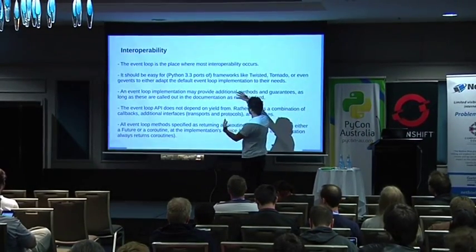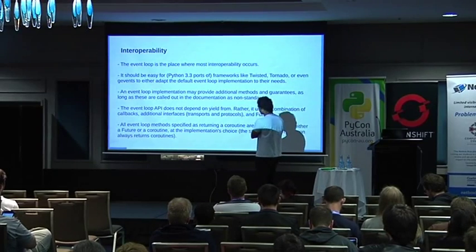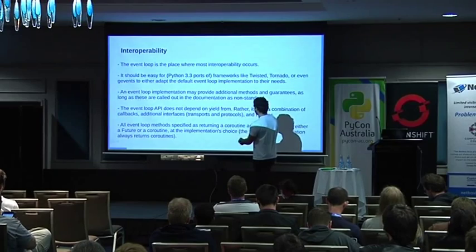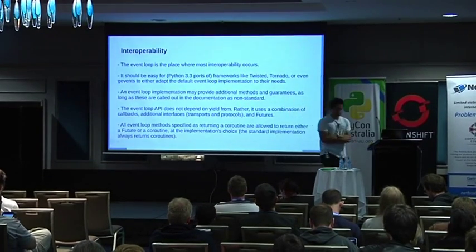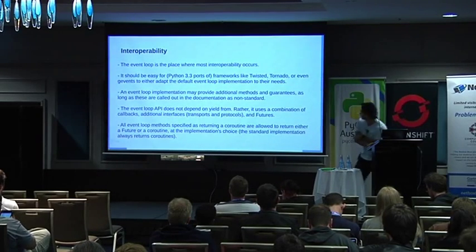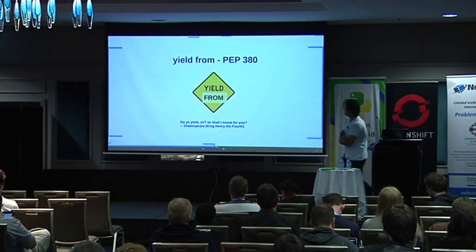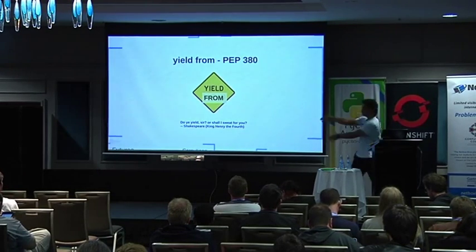The event loop in asyncio can be put into Tornado. It can be put into Twisted. So it's supposed to be completely interoperable, and you shouldn't have issues integrating into any libraries. And it gives you a lot of other new things. But anyway, yield from, PEP 380. Shakespeare reference.